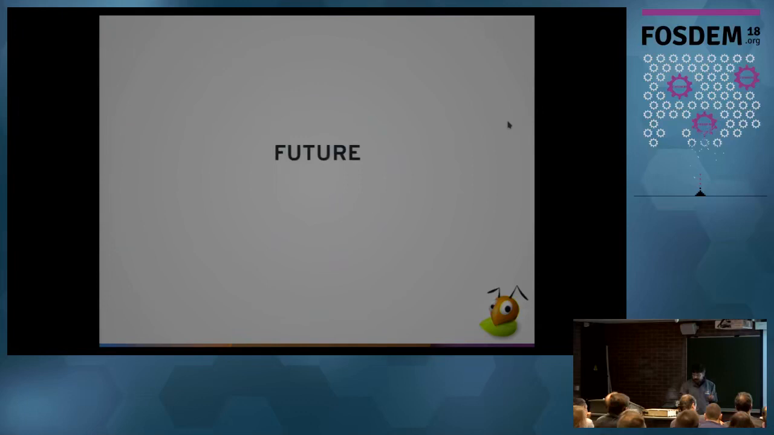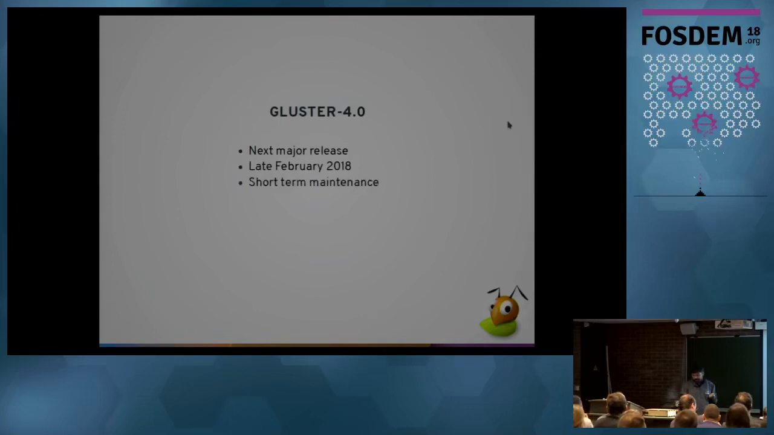And now let's go on to the future, to Gluster 4.0. Gluster 4.0 is going to be a major release, one of the biggest releases since 3.0 for us. It's scheduled right now for February, later this month. We branched out about 2 weeks back, and the release should happen soon. This is again a short-term release because this is the initial release of this branch.